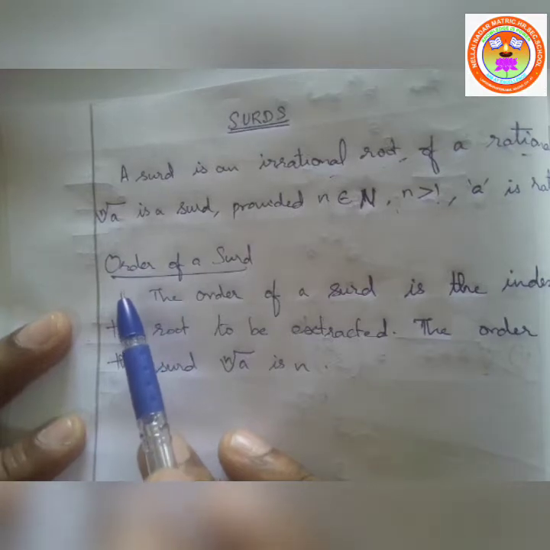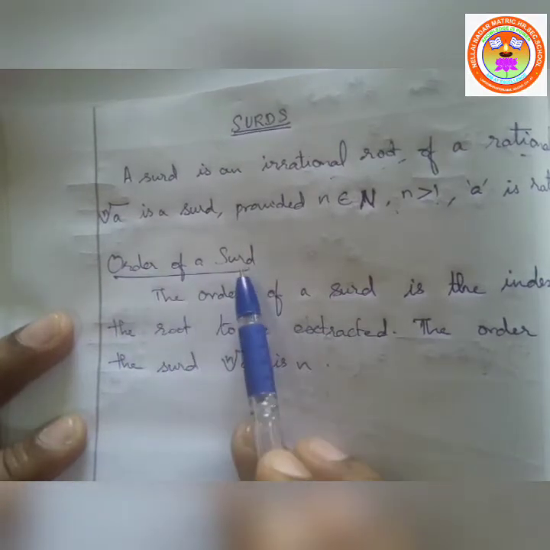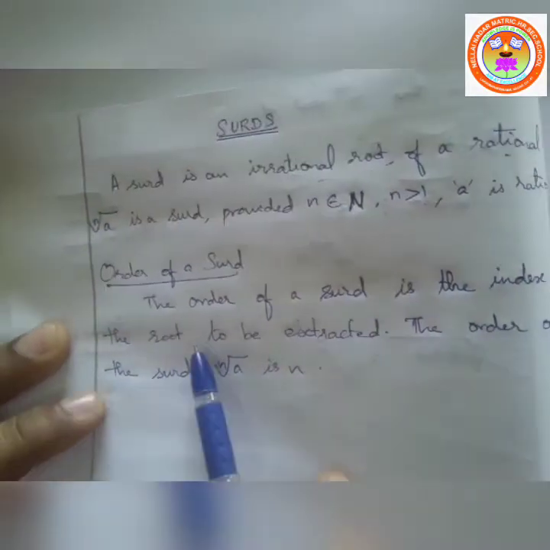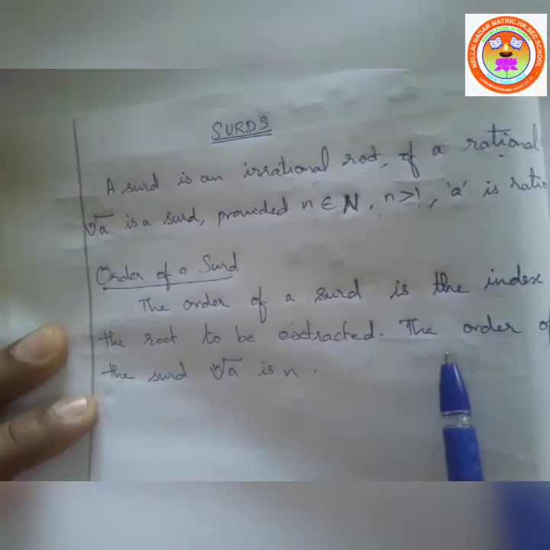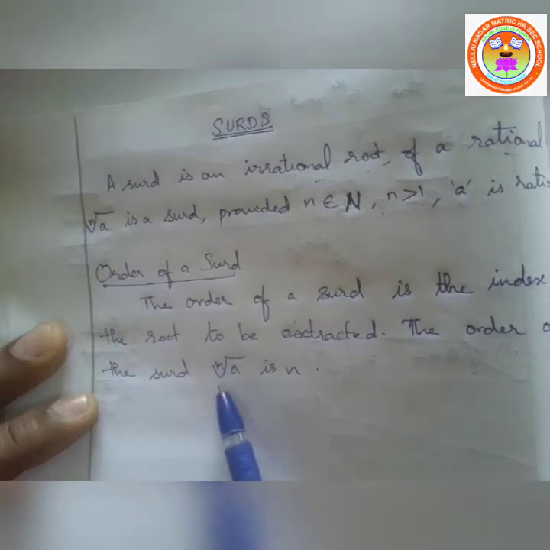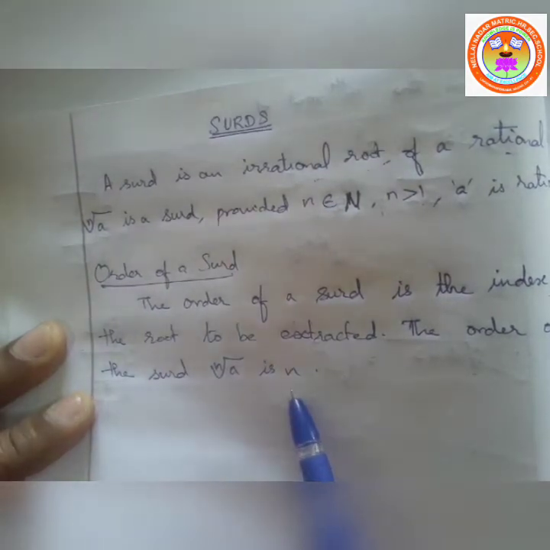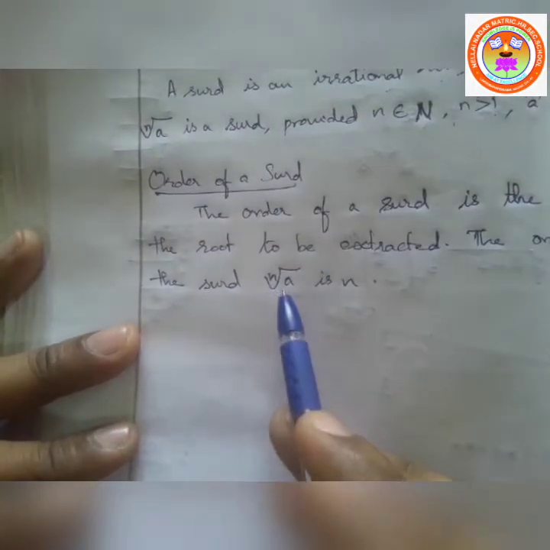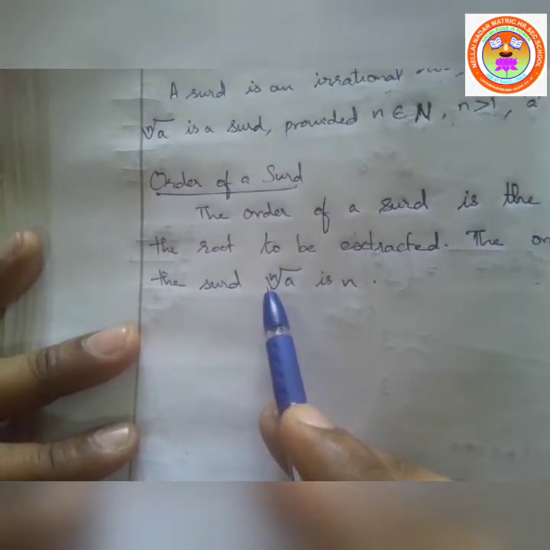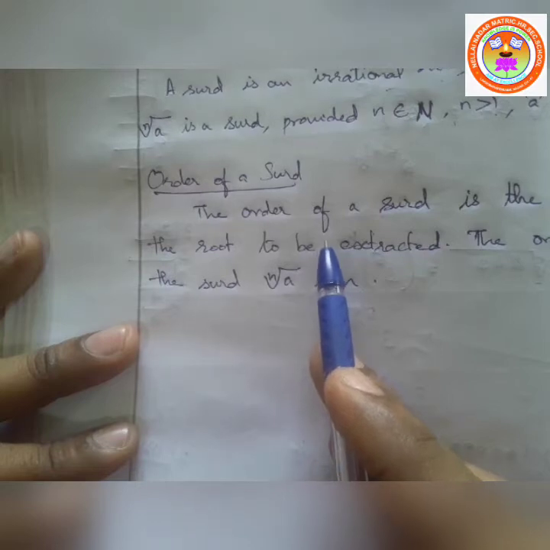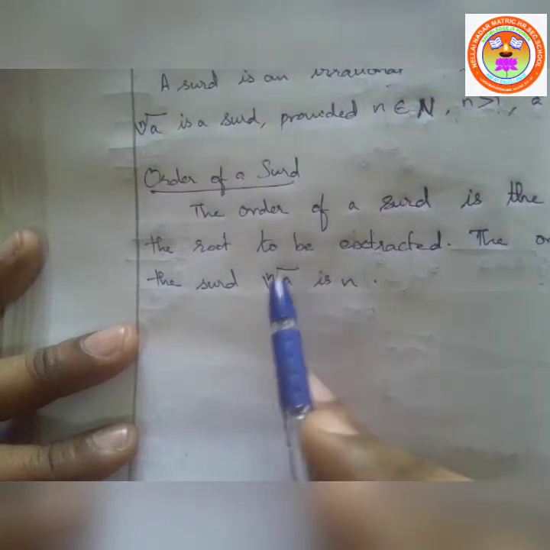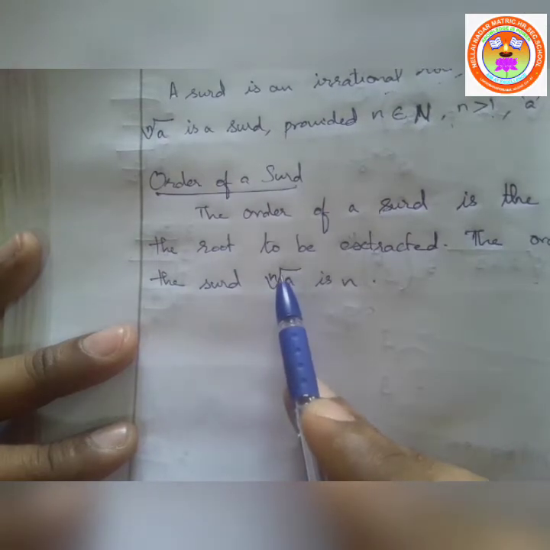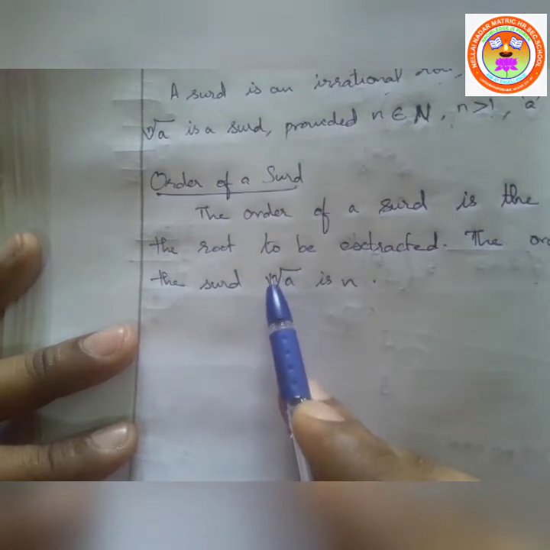The next topic you have to learn is the order of a surd. The order of a surd is the index of the root to be extracted. The order of the surd, nth root of a, is n. In the last exercise I mentioned that what is inside that root, you have to write as a power, 1 by 2 if it is a square root. The number that sits in the V-shaped root sign is called the order. Are you able to understand that?